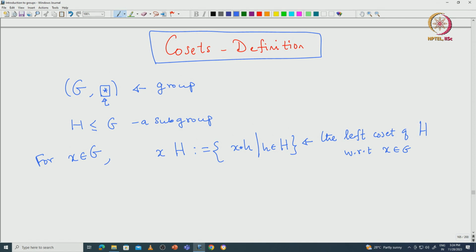Similarly, the given group need not be abelian, and we have already seen many non-abelian groups. Symmetric groups are such groups. So in particular, we can also talk about the right coset. These right cosets may not be equal to left cosets unless the group you begin with is abelian. Later we will see in some cases when they will be equal. Anyway, this is defined by taking the product h star x, where h is coming from capital H. So this is the right coset.